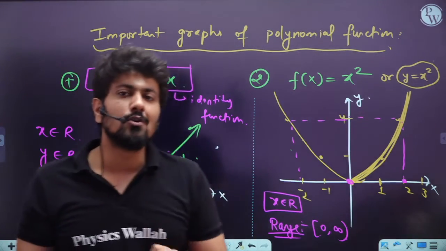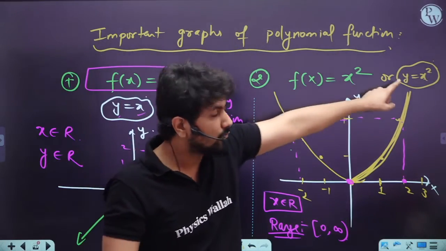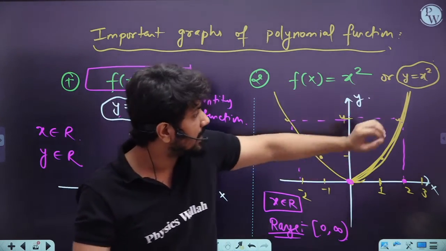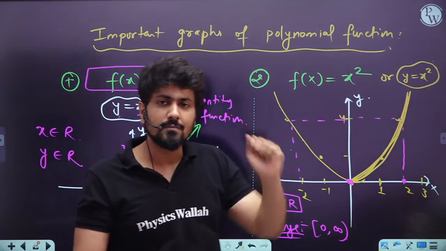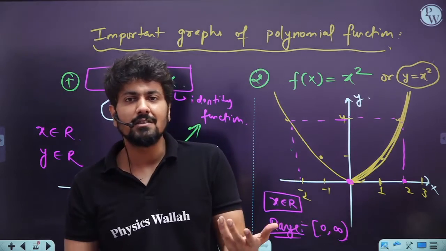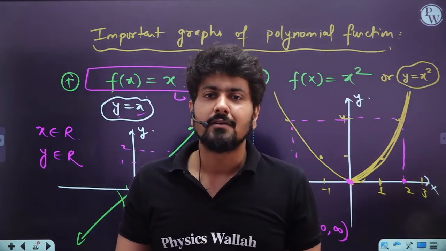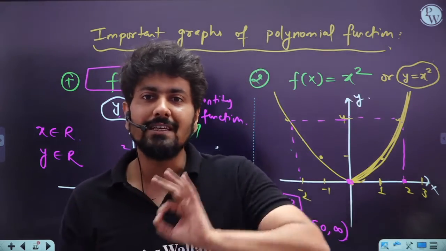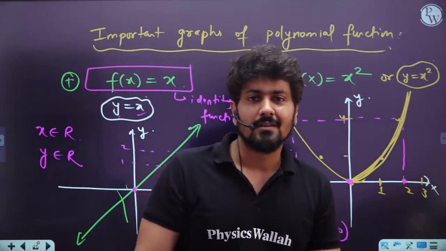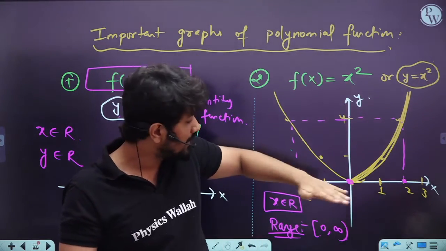Range is basically output only. Okay, what's the minimum output? If I want the output as minimum, I will put the value for x as 0. 0 square will be minimum, right? Minus 1 square will be 1, minus 2 square will be 4, minus 3 square will be 9. Whose square is minimum? 0 square is minimum. So when I put x as 0, y is also 0. So 0 is the minimum value.